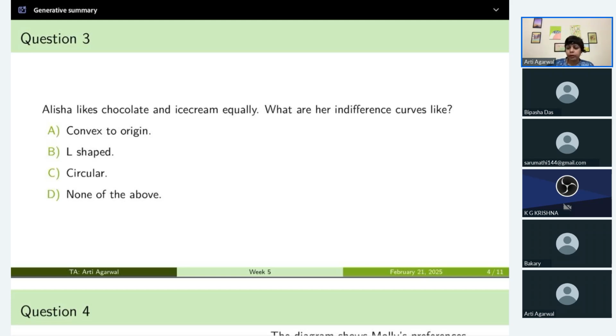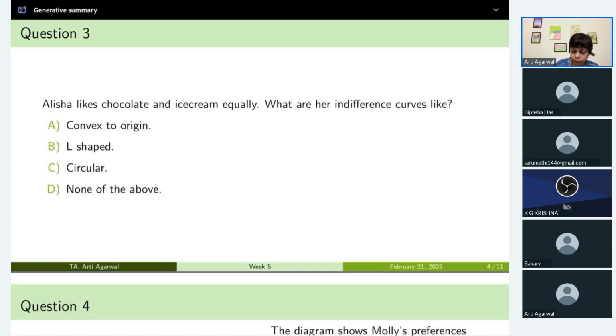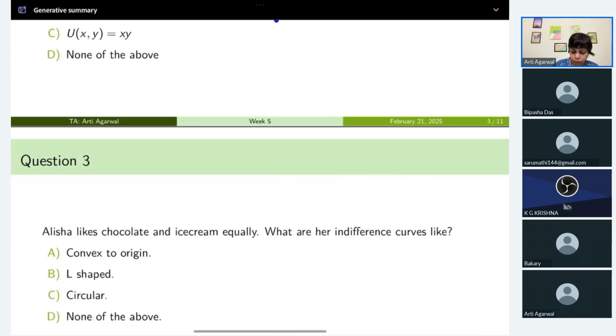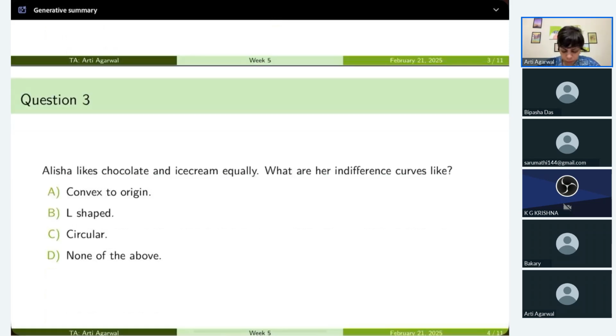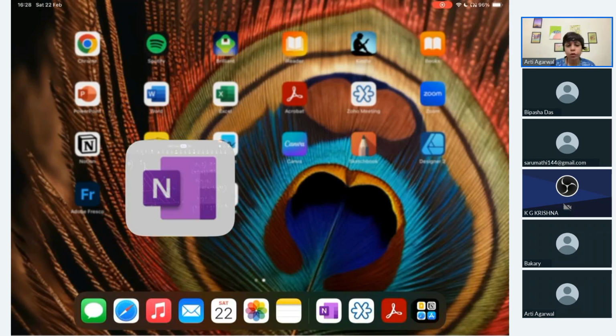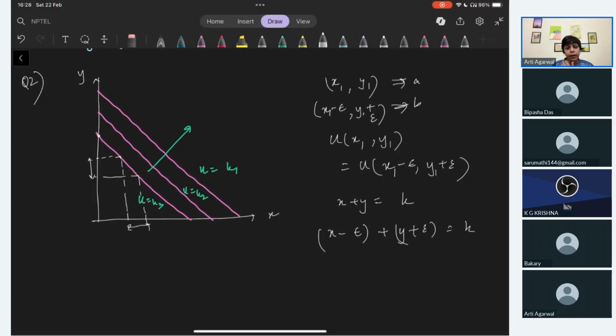So we already drew the indifference curves actually. So we have already drawn the indifference curves. These lines which I drew, u is equal to k1, u is equal to k2, u is equal to k3. These are nothing but indifference curves, right? So in this case, actually, these are just straight lines.